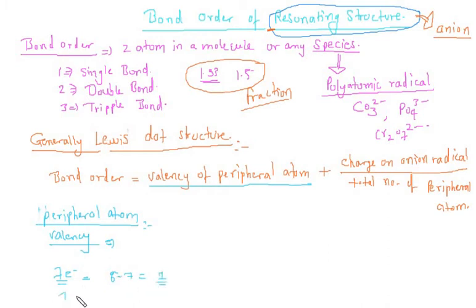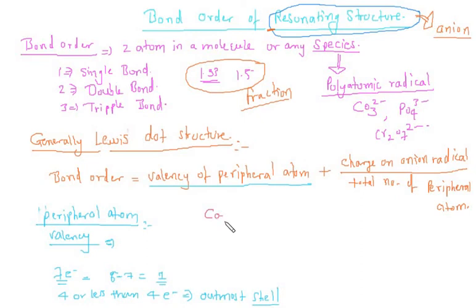And if it has 4 or fewer than 4 electrons in its outermost shell, then you directly consider that as its valency. But if it is more than 4, you just deduct it from 8 to get the valency. Let's have an example.